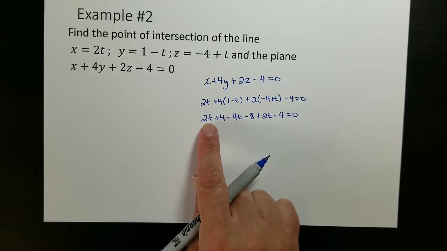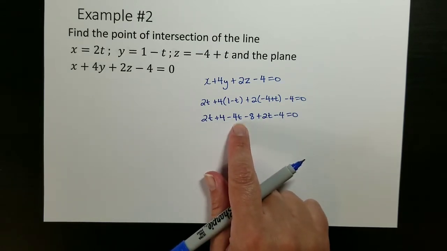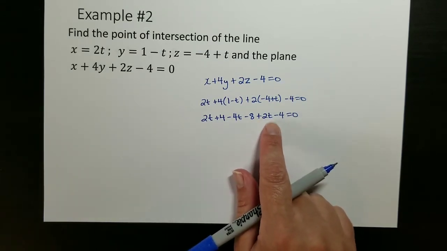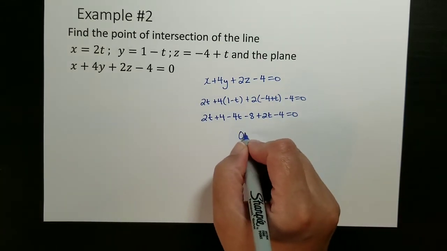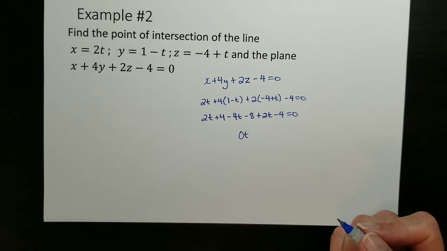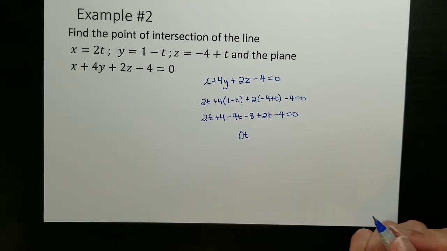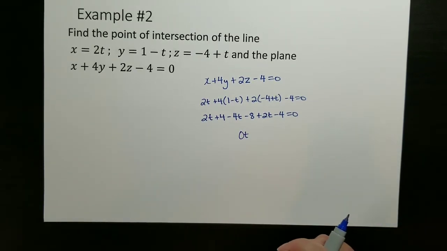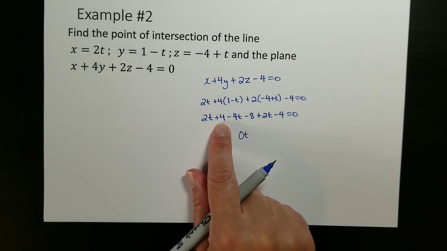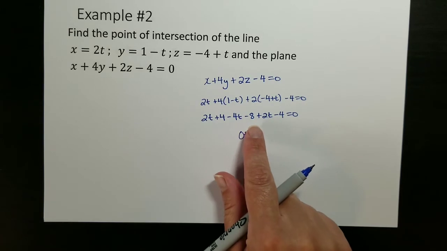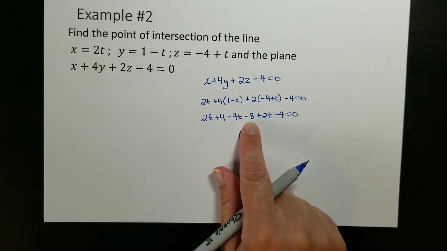Solving for my t's, I have 2t minus 4t is negative 2t, and then plus 2t. So this is a little bit tricky. I have 0 t's. I don't really have a t to solve for anymore. And that's okay. We're going to keep plugging through here. Here I have 4 minus 8 is negative 4.